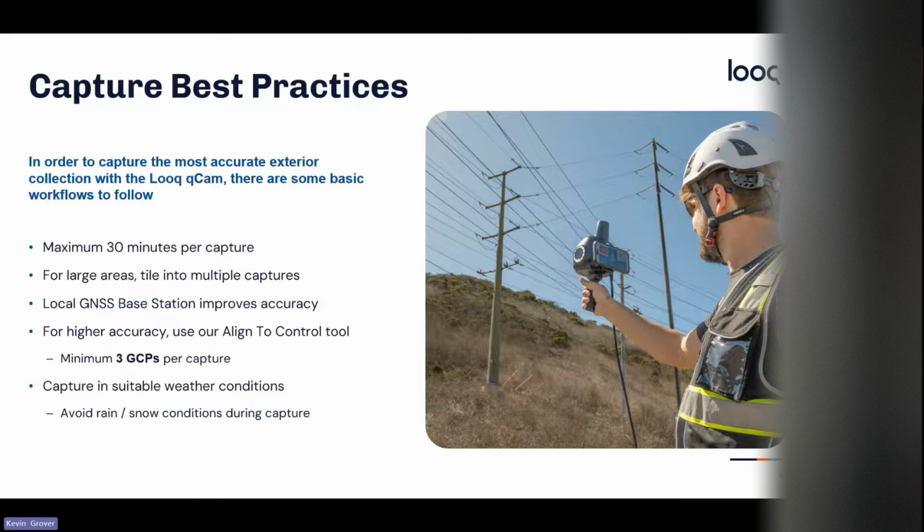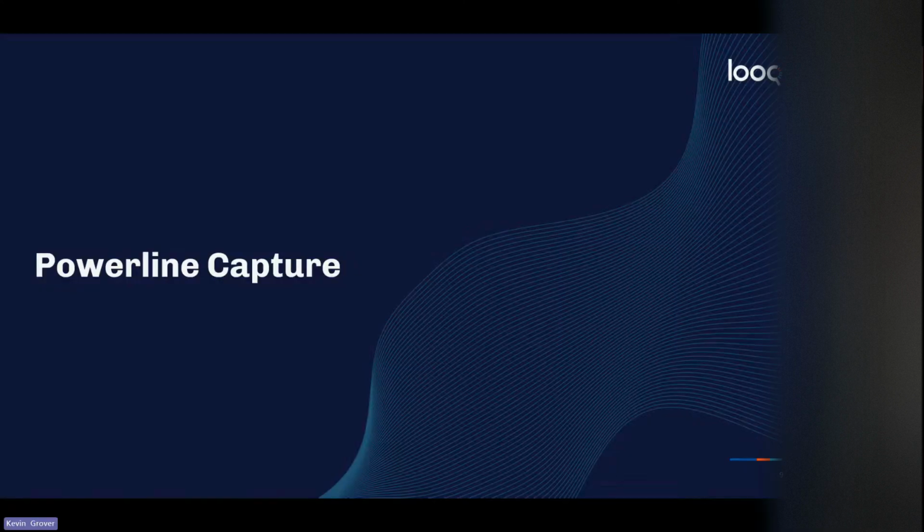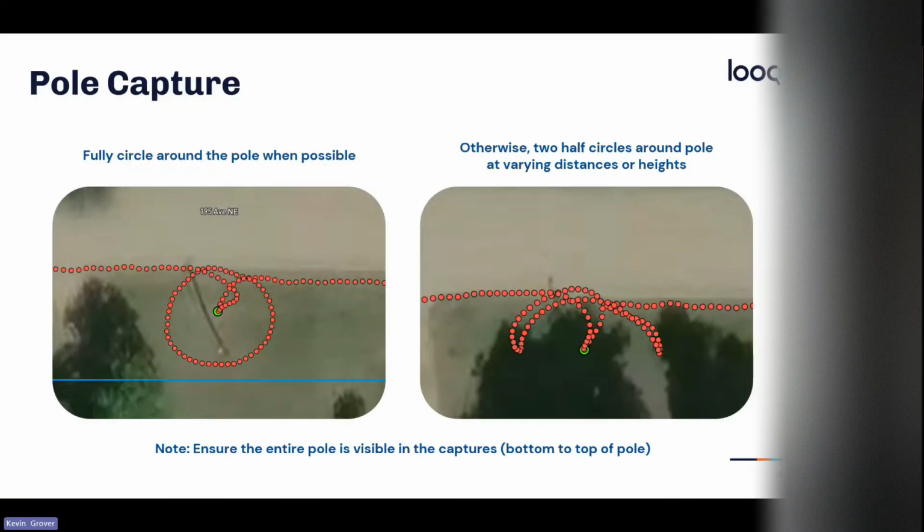Now we're going to dive specifically into power line capture and the workflow for how to do this. I'll do this stage by stage. We're going to start with the actual pole capture. Being a photogrammetric system, it is important for us to get proper capture of whatever we can see. We are based on line of sight. We can only basically extract and process what we can see.